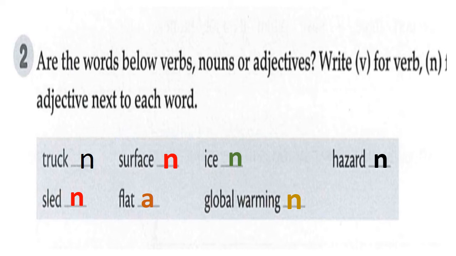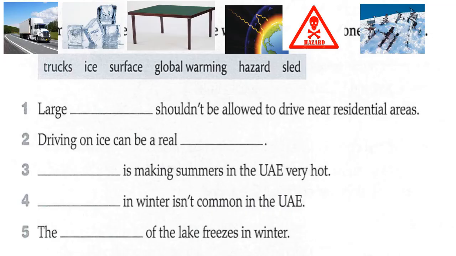So all of them are nouns except flat, which is an adjective. Let's go to slide 3. Here you have again the same pictures to help you complete the sentences from the words in the list. Trucks, number 1, if you see picture 1. Ice, number 2. Surface, number 3. Global warming, picture 4. Hazard, picture 5.